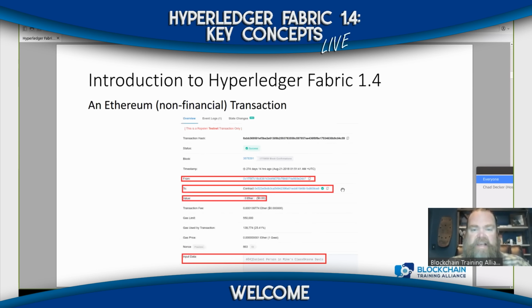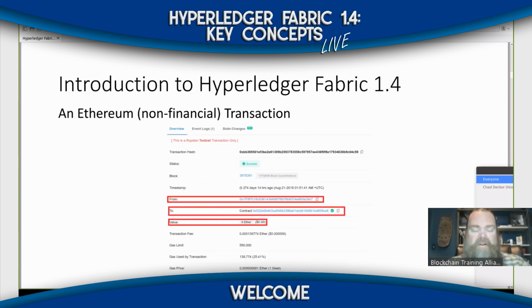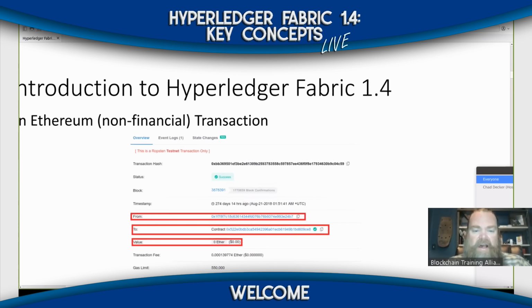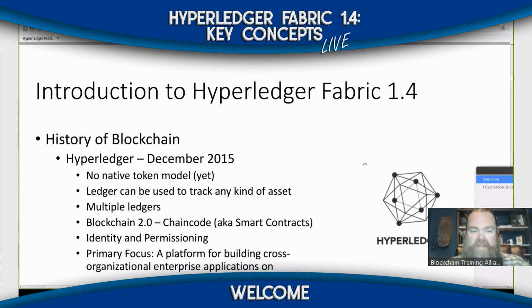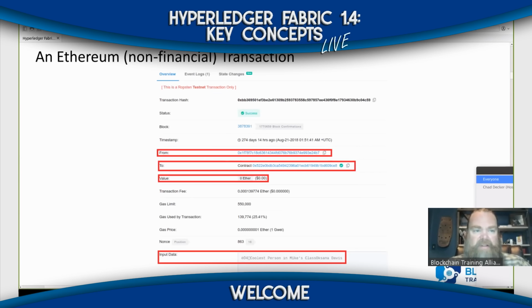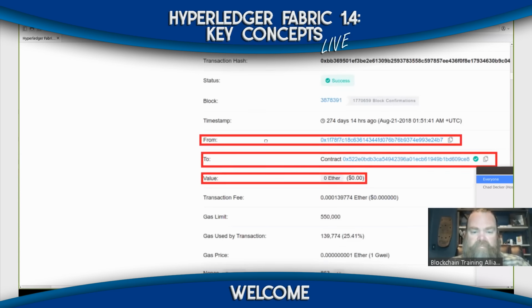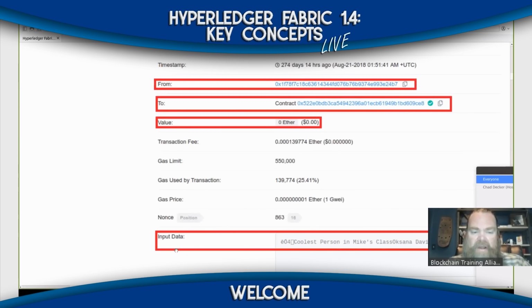And this is an example of an Ethereum smart contract that we use in our developer and admin classes that we use to manage sample elections on the Ethereum blockchain. And I'll zoom in a little bit here. And you can see that down here, amongst other things, we have this input data field, and I can capture some information. In this case, I'm capturing a vote for Oksana Davis in this election for the coolest person in the class.